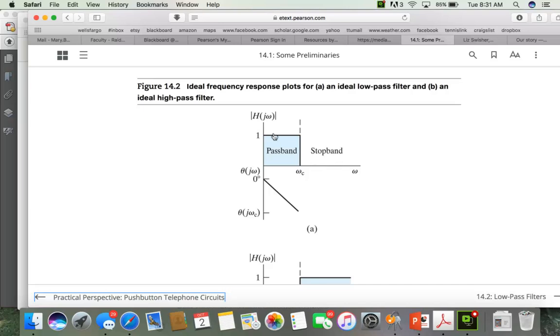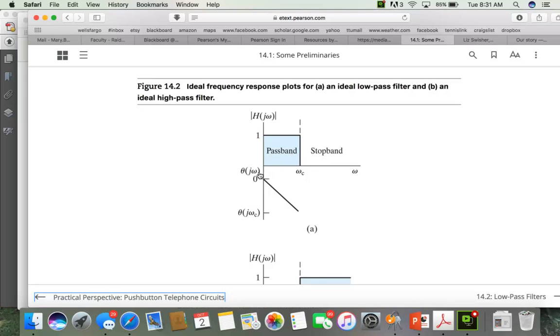So there are some unique things about an ideal filter. One is that it is flat and equal to 1 in the pass band. So output voltage equals input voltage in the pass band. The other is that output voltage equals 0 in the stop band. And the third thing about ideal filters is that there is an infinite change, or an infinitely steep change, between the pass band and the stop band. So the transition has a vertical slope.